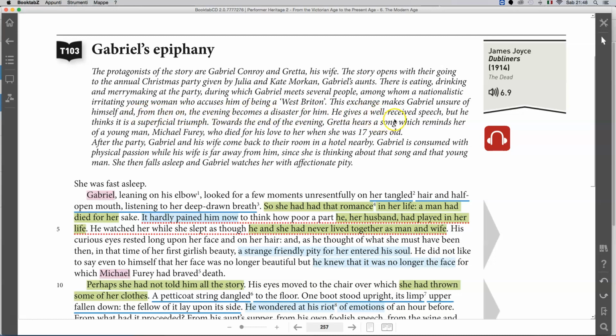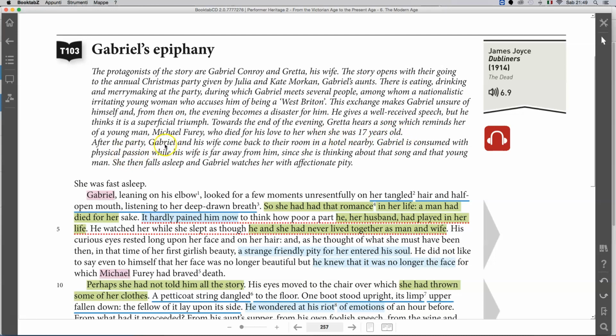From then on, the evening becomes a disaster for him. He gives a well-received speech, but he thinks it is a superficial triumph. Towards the end of the evening, Greta hears a song which reminds her of a young man with whom she had fallen in love, Michael Furey. And this young boy died for his love for her when she was 17 years old.